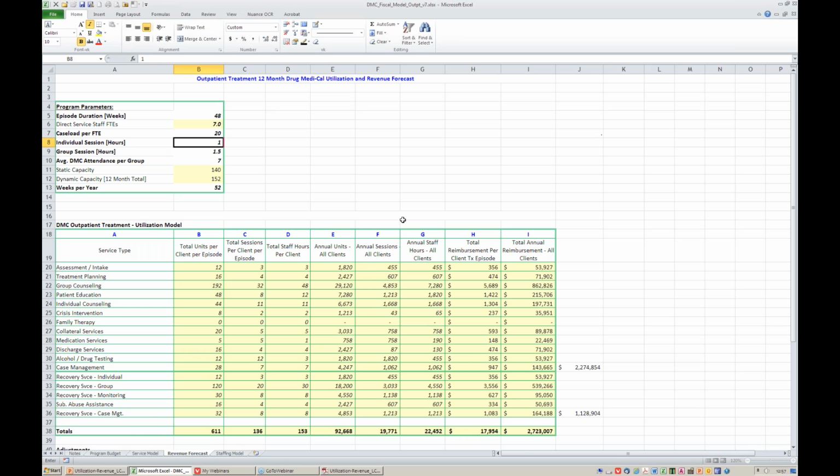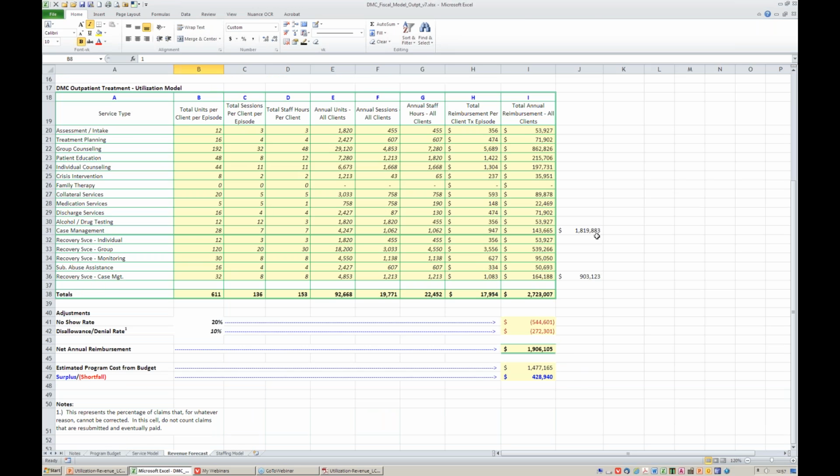And you can see here, if we look down here at the total, it's 3.4 million if we go at 25 patients per counselor. If we go to 20, it's 2.7. So that's a direct impact on income.